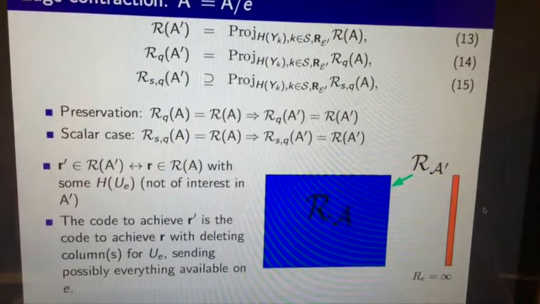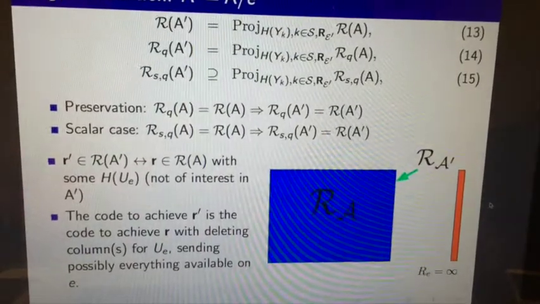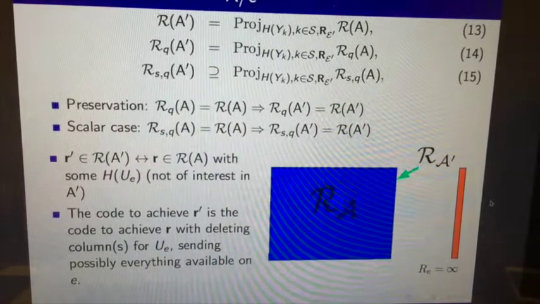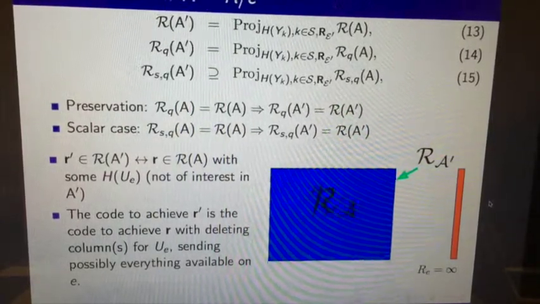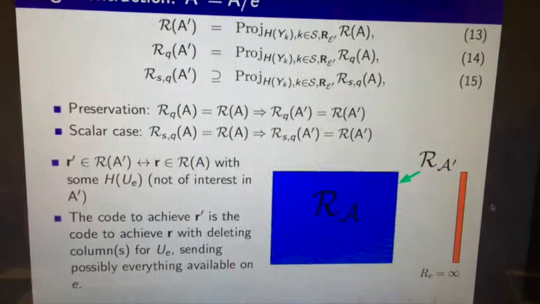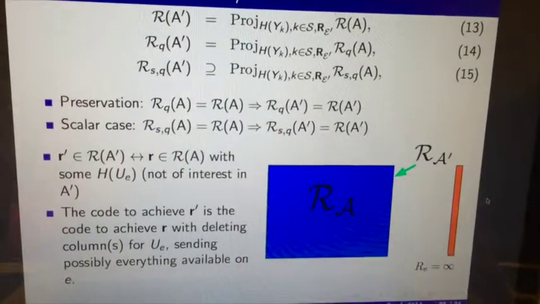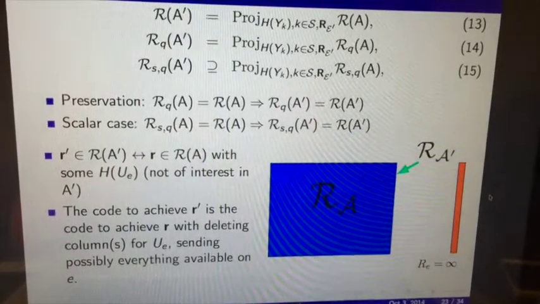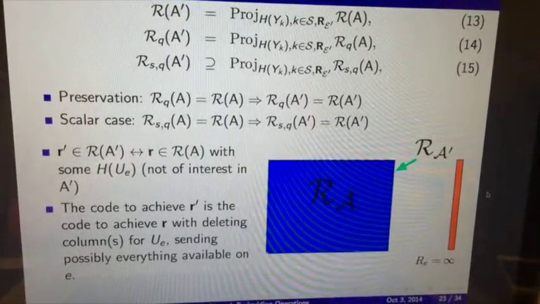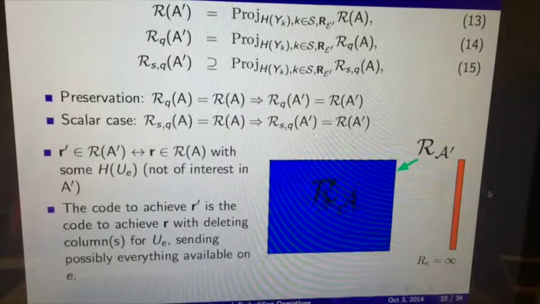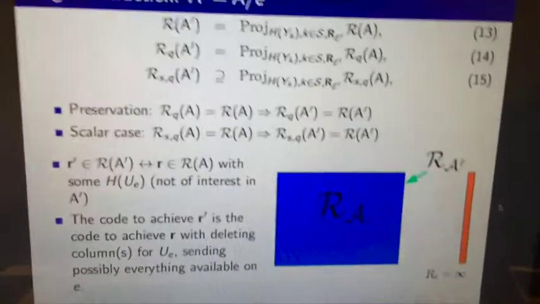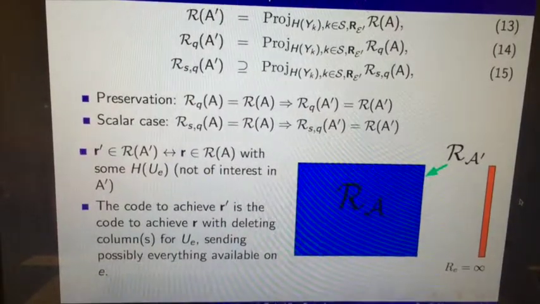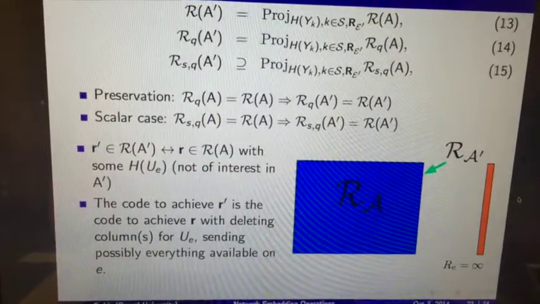We see that if RSQA equals RA, equations 13 and 15 indicate RA prime is a subset of RSQA prime. But we know that trivially RSQA prime is a subset of RA prime, because it only considers the scalar codes. So we have the equation that RSQA prime equals RA prime. So the sufficiency is still preserved.